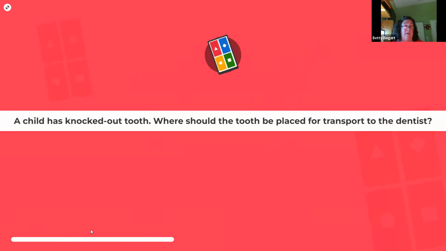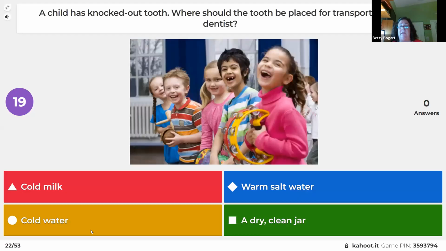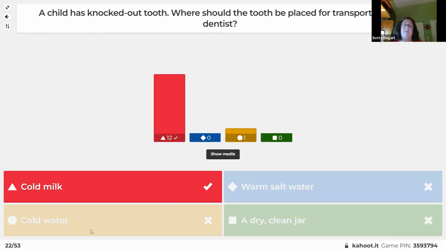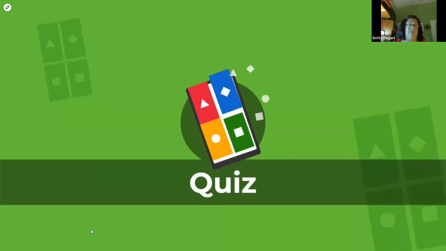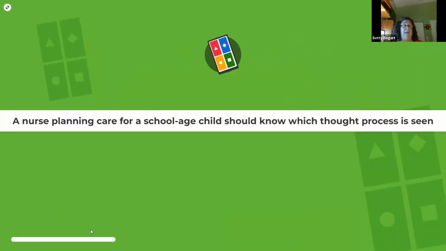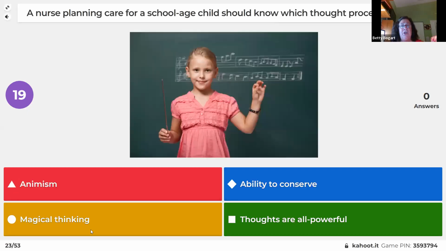A child has a knocked out tooth. Where should the tooth be placed for transport to the dentist? And Jeanette knows that one. Put it in cold milk, get it there, and then they're able to reimplant, and that's a lot better for the child.